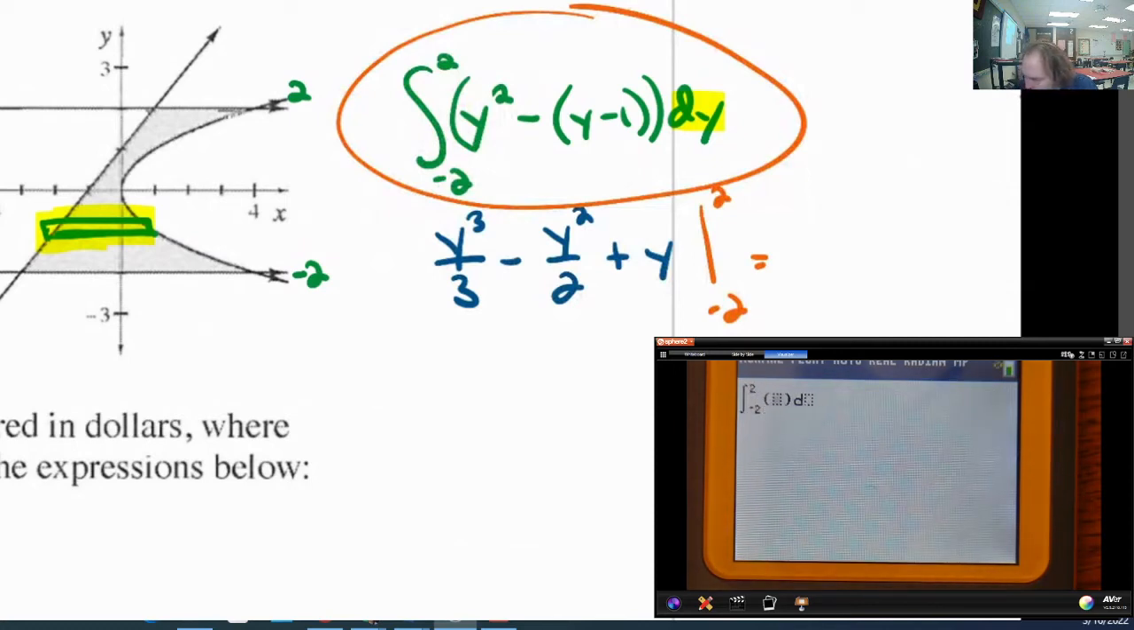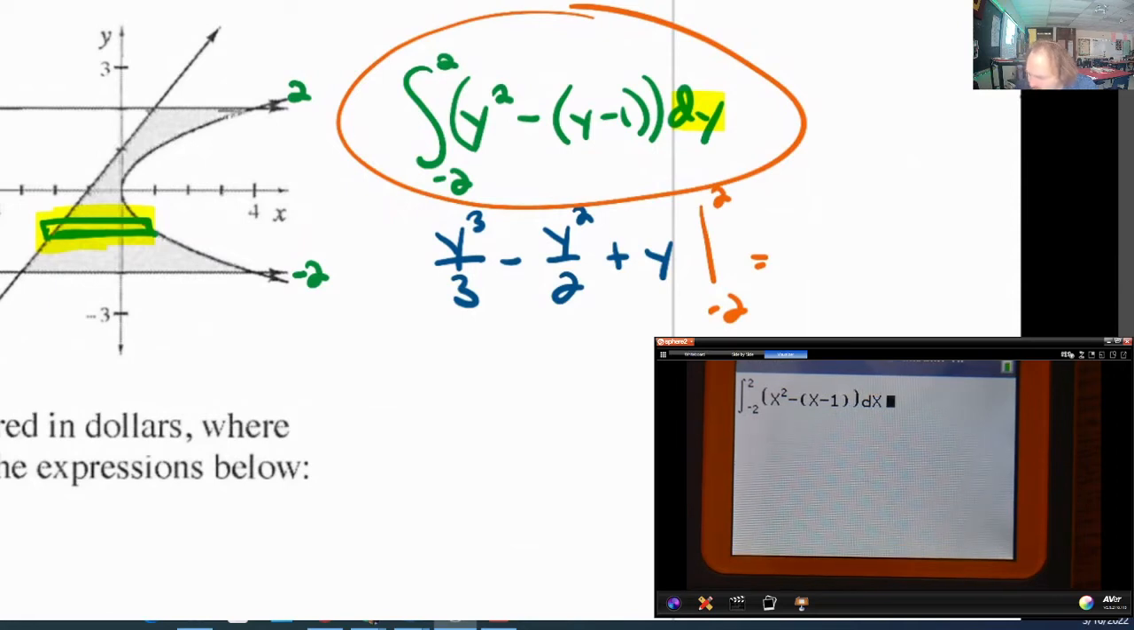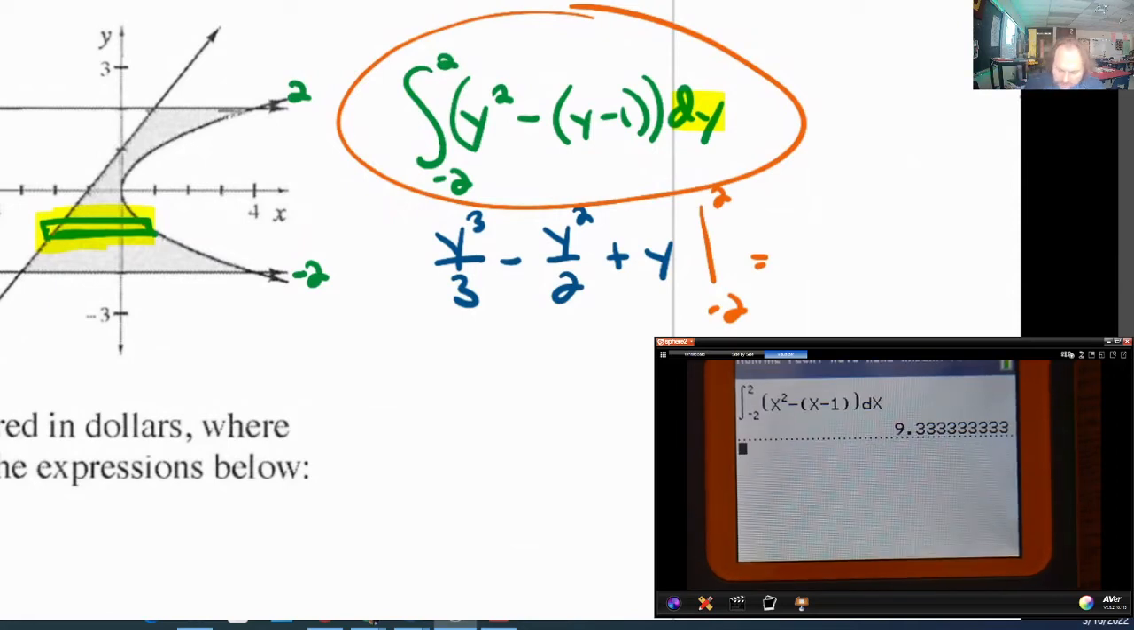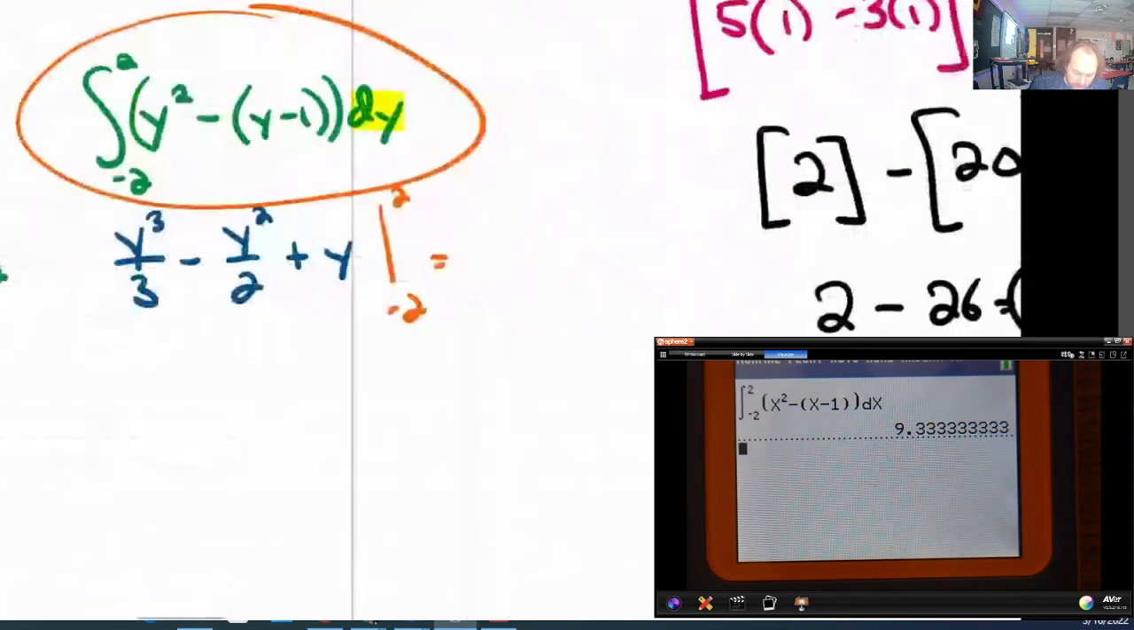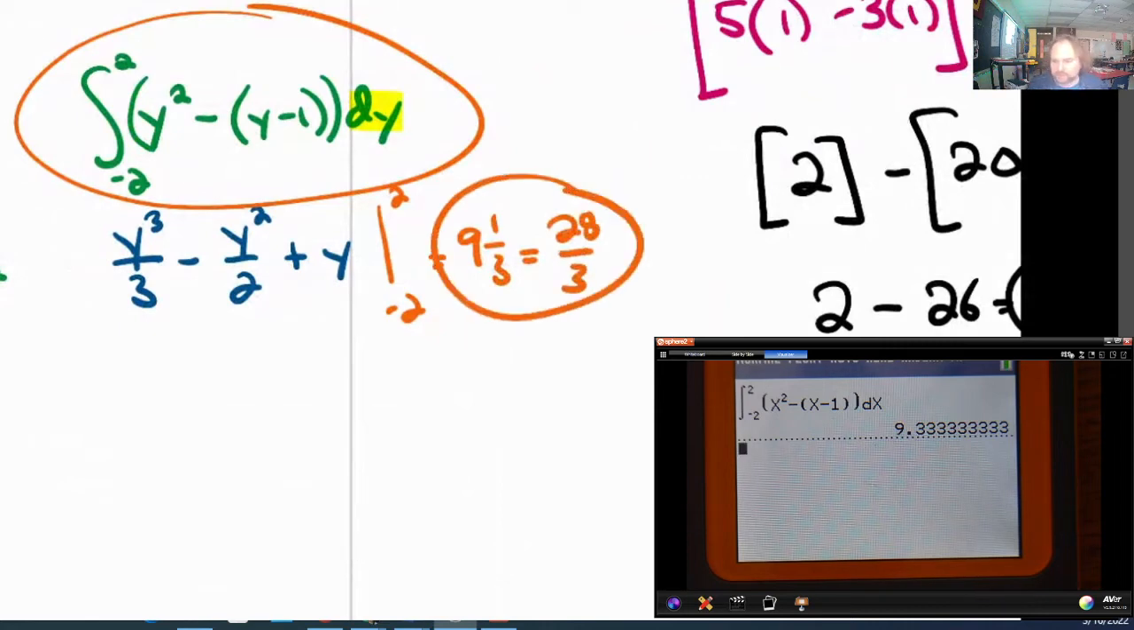-2 to 2. We have to use x because the calculator can't handle it. Oh, my lights just went off. That's a good sign. X minus 1 in parentheses like that, dx. And it's going to be that number, 9 and 3 repeating, which is the same thing as 28 over 3. So we get 9 1/3, which is equal to 28 thirds. So I guess we've proven it, but we did it with the calculator.